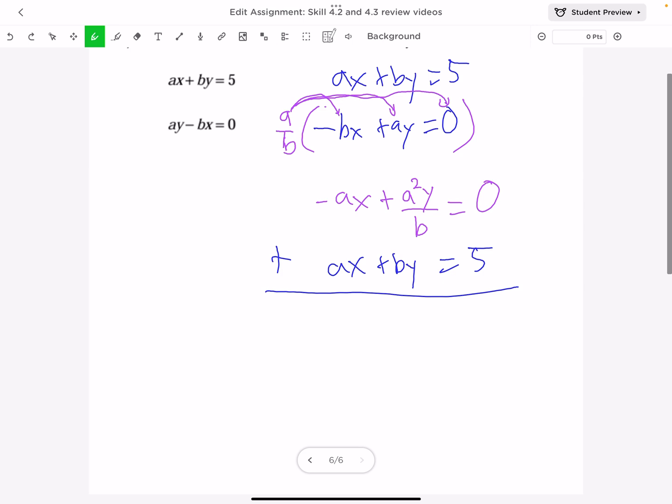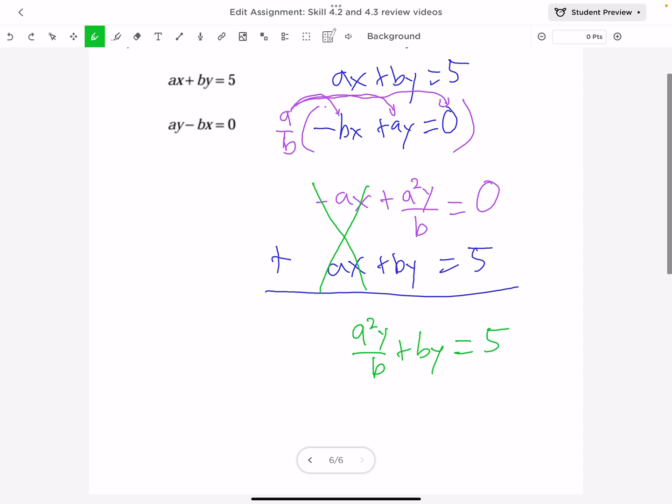So now we are at the part where we have set up and we can do our elimination method. Now when we do this, my ax and negative ax cancel. And here I would get a squared y over b plus by is equal to 0 plus 5, which is 5. So I've basically added these two together.